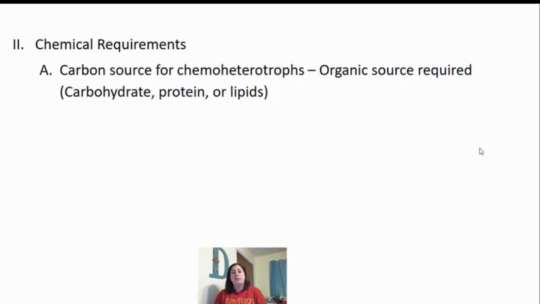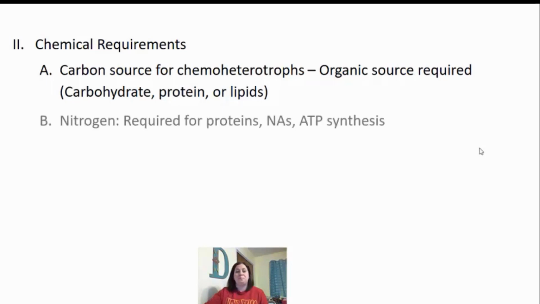When we look at microorganisms, just like any other cell, they do need a carbon source. When we're talking about the chemoheterotrophs, they need a way to be able to access carbon. This is going to be through organic sources. These organic sources are going to be those macromolecules we discussed in previous chapters, like carbohydrates, proteins, and lipids, which are fats. We also see that bacteria and other microbes are also going to need nitrogen.